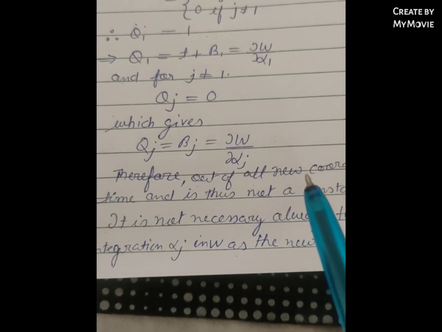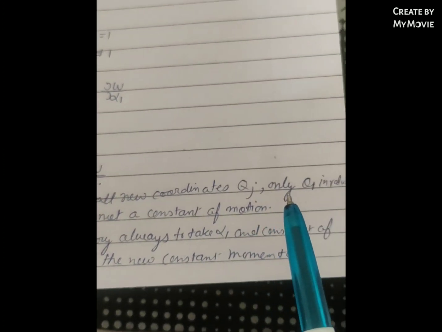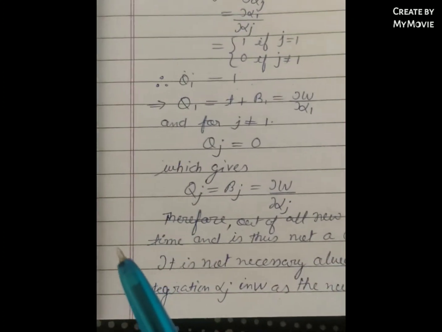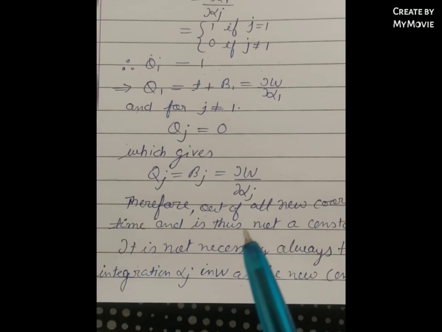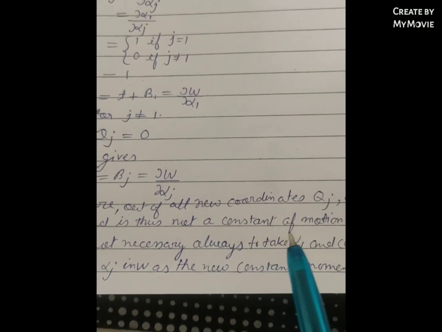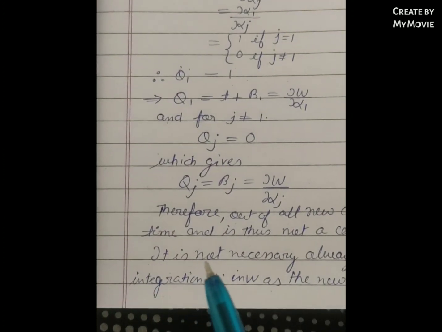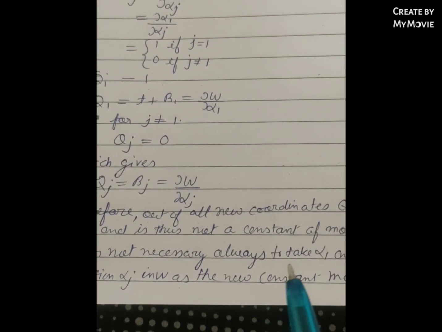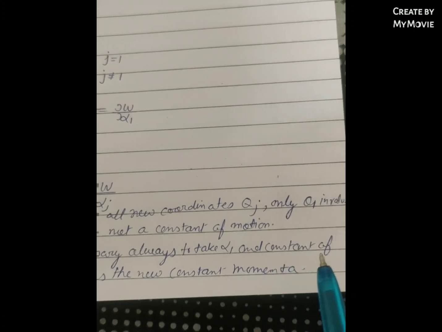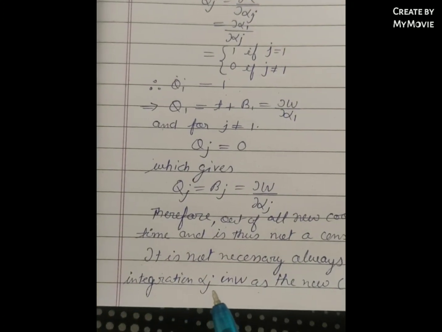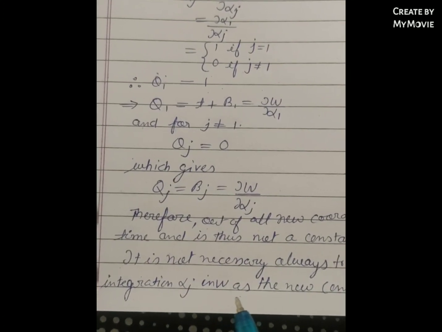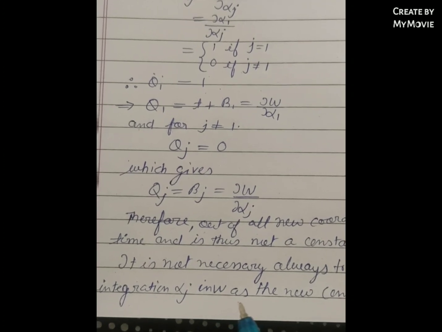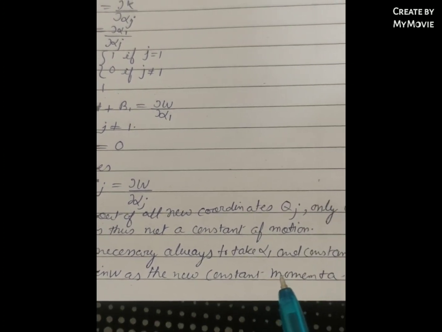Therefore, out of all the new coordinates Qj, only Q1 involves the time and thus is not a constant of motion. It is not always necessary to take α1 and the constants of integration αj in W as the new momenta.